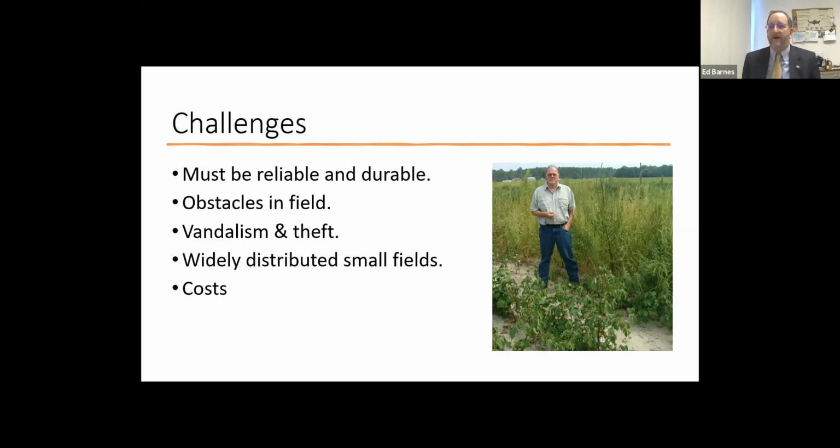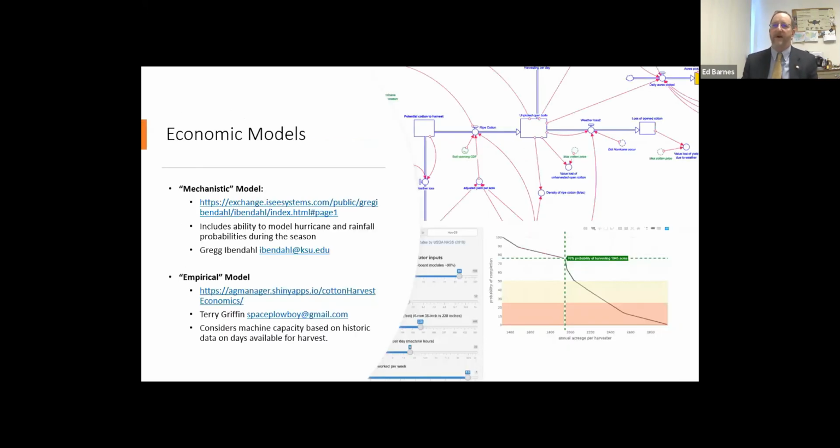And so we're going to have to face additional challenges if we try to figure out how to increase automation in cotton production. And you see even things like vandalism and theft. If the fields are spread out, do we transport equipment between fields, or do we assign one robot to a field? And then of course cost.